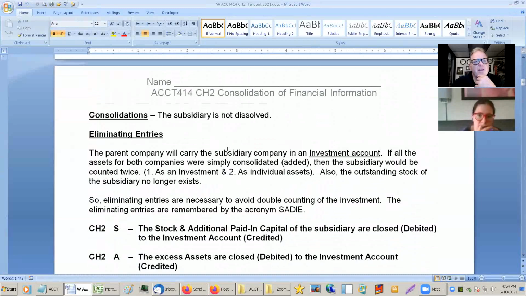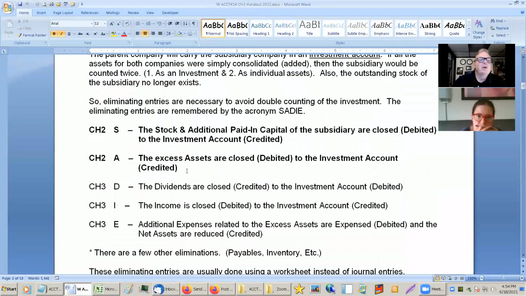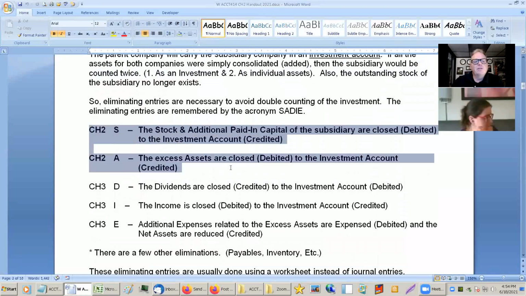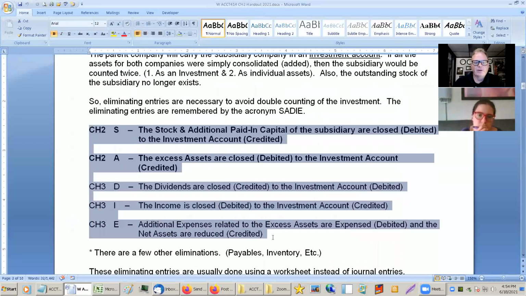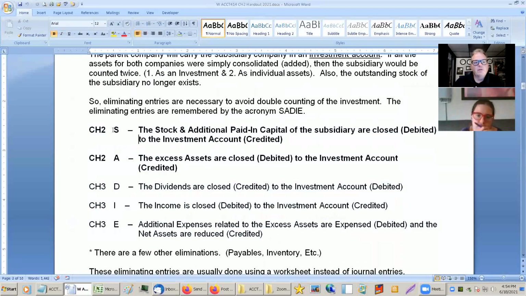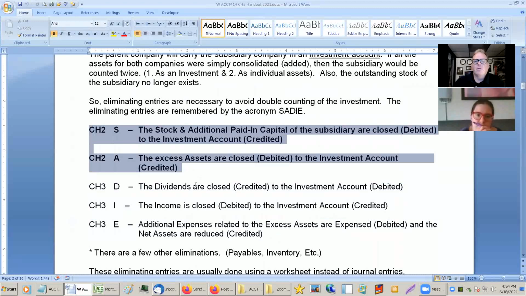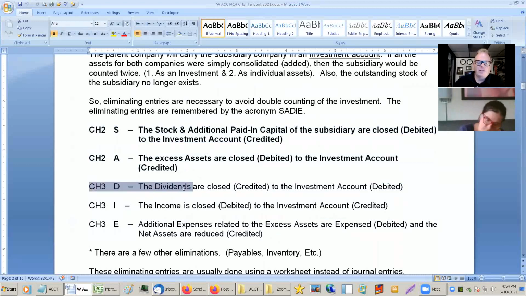Okay, this is on page 2, you don't have to pull this up. Right now for this one, SADI is the acronym, but we're going to do just SNA. Why? Because we don't have any dividends yet.